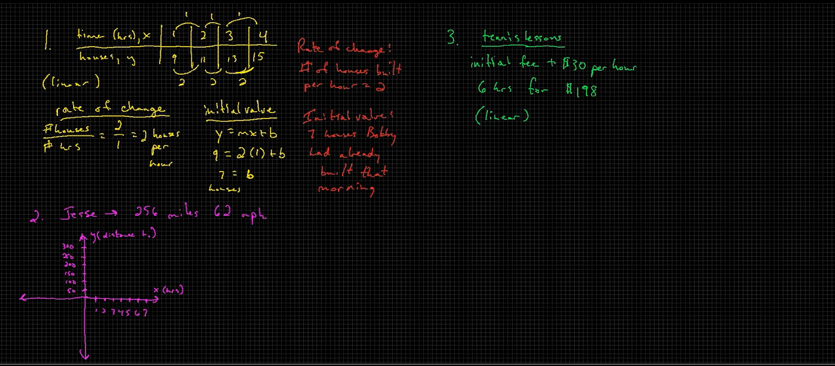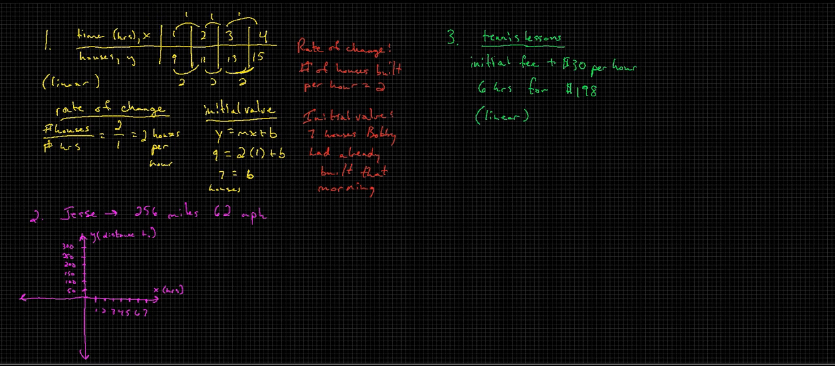Now with number 2, we are given that Jesse is driving from Kansas City, Missouri to St. Louis, Missouri, that the total distance is 256 miles, and that each hour she will drive 62 miles. Write an equation to represent the number of miles remaining, y, after driving any number of hours, x, and then graph the equation. What is the rate of change and y-intercept of the line? Explain why the line crosses the y-axis at 256.